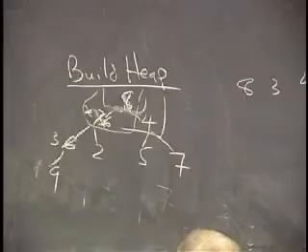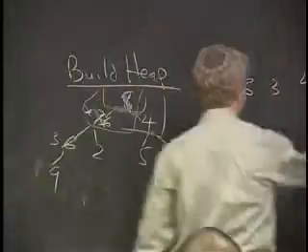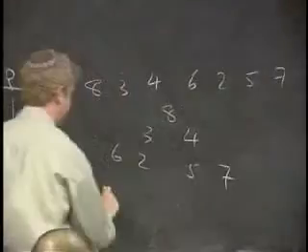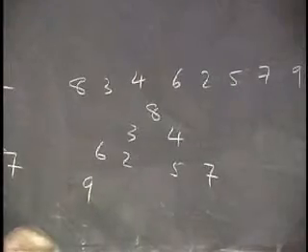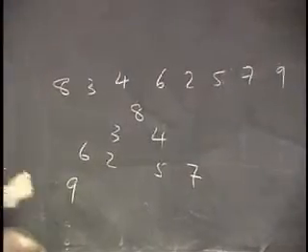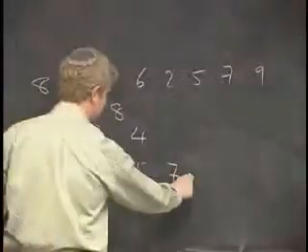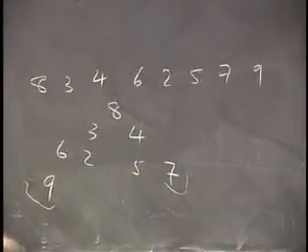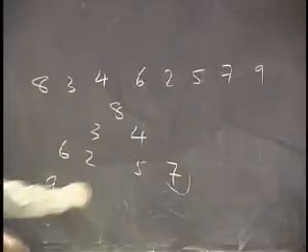Here's one way. The next way works like this. We'll start with the same list. 8, 3, 4, 6, 2, 5, 7, 9. And this way works from the bottom up. 9 is a heap all by itself. We'll include 7. 7's a heap all by itself. The leaves are heaps all by themselves.